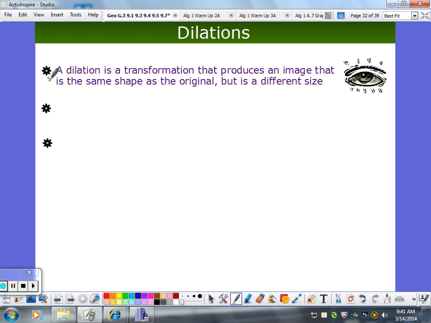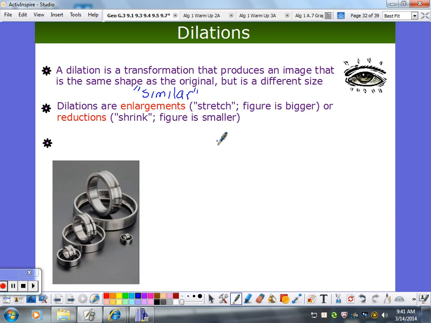Dilation is a transformation that produces an image that is the same shape as the original, but a different size. When we say same shape and different size, you should think of a word, similar. So you'll get a similar figure, but not necessarily congruent. So dilations either get bigger, they're enlargements, or they're reductions, they get smaller. Sometimes you'll hear the word stretch and shrink, sometimes compress. A stretch makes them bigger and a shrink makes them smaller.